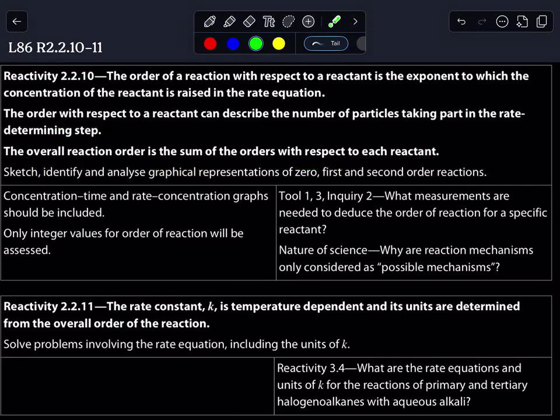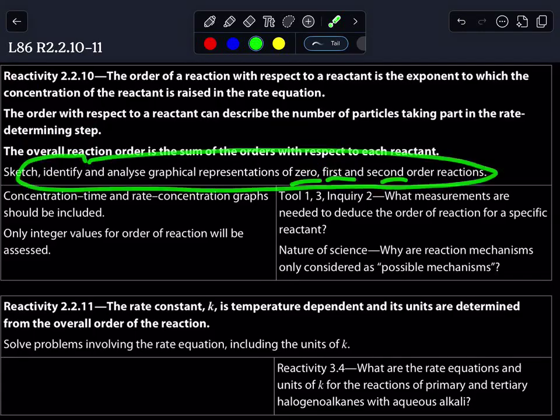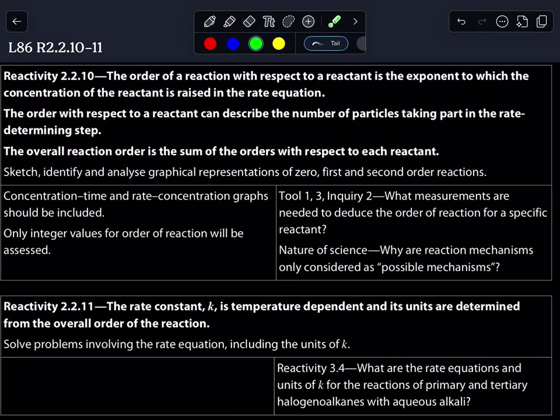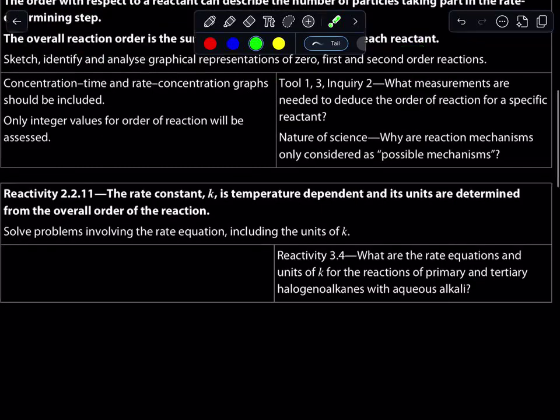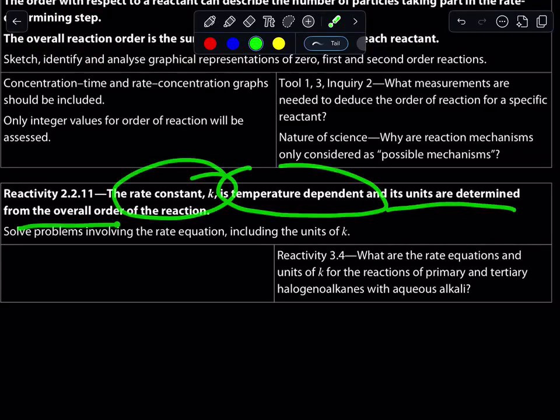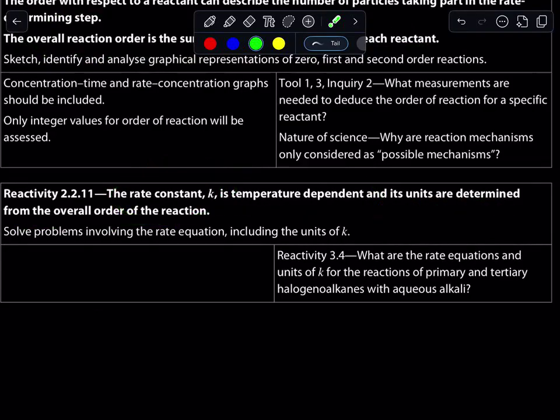All right, with that, we'll be able to sketch, identify, and analyze graphical representations of zero, first, and second order reactions. Furthermore, in 2.2.11, we're going to talk about the rate constant K is temperature dependent and its units are determined from the overall order of reaction. We're more going to focus on the second part, as we know, as part of K changing the way that the reaction takes place, or temperature changing the way the reaction takes place, K must therefore also be dependent on temperature. Anyways, with that, we'll be able to solve for the units of K.